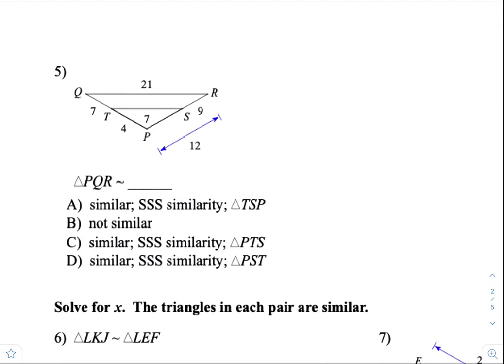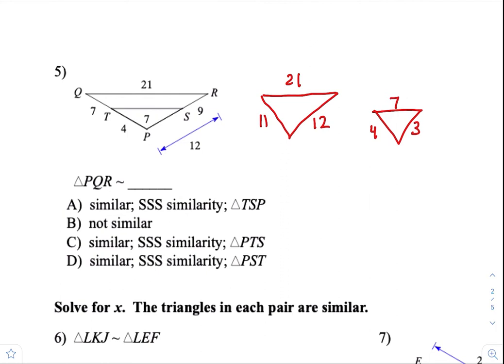And number 5. So we're comparing this triangle to this bigger one. You could split up the triangles if you wanted to, so that you get a better idea of both of the triangles you're dealing with. Now we have to make a proportion and see if we have 3 sides that are proportional.